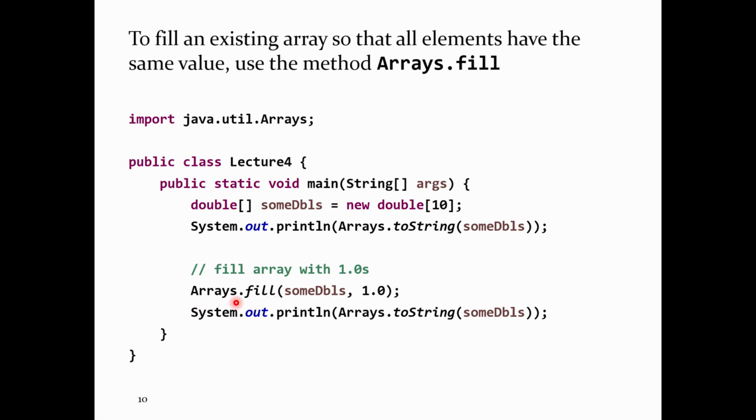So you call what looks like a function, it's actually a method. So Arrays.fill, pass in the name of your array and the value that you want to fill the array with. You can only pass in one value, so here you can only fill it with one thing. If you want a sequence like 1, 2, 3, 4, 5, 6, 7, 8, 9, 10, you have to write a loop and fill it in yourself.